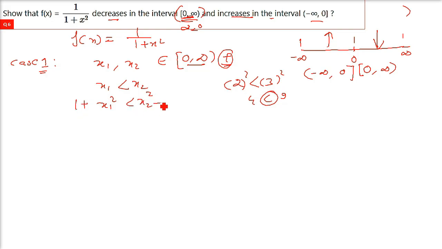Now add 1. If you add 1, it doesn't matter, right? If you add 4 with 1 and 9 with 1, what will happen? This will be 5, this will be 10, so 5 will be less than 10. It will not affect. So the less than sign will remain.